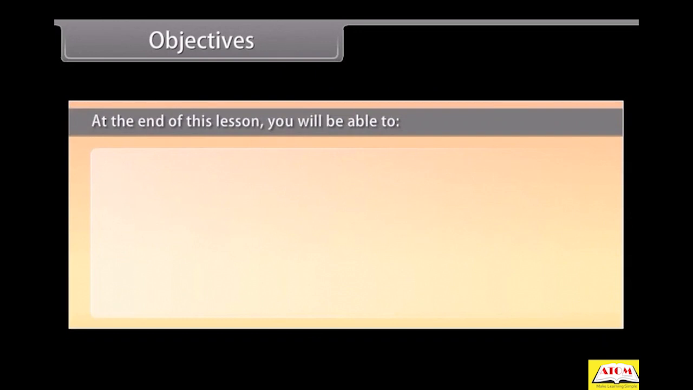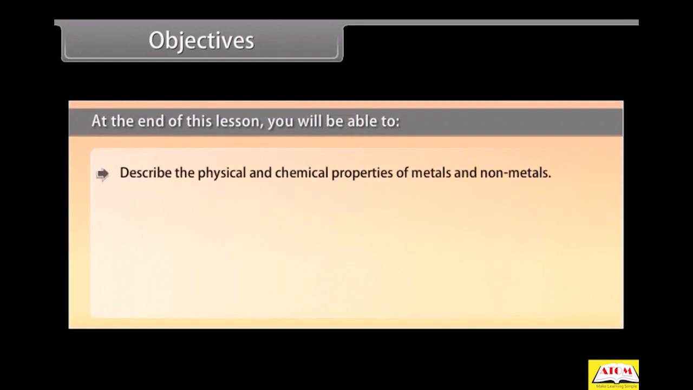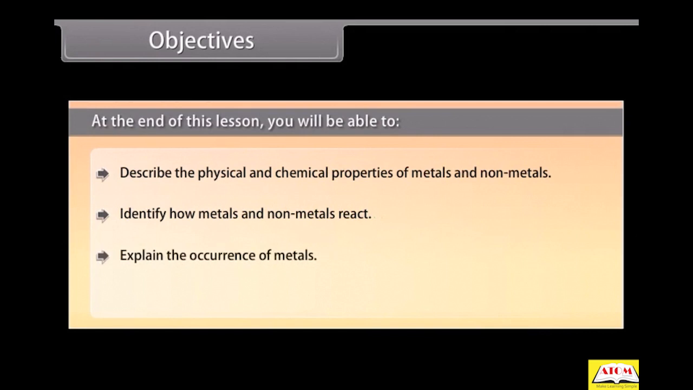Objectives. At the end of this lesson, you'll be able to describe the physical and chemical properties of metals and non-metals, identify how metals and non-metals react, explain the occurrence of metals, and describe corrosion.